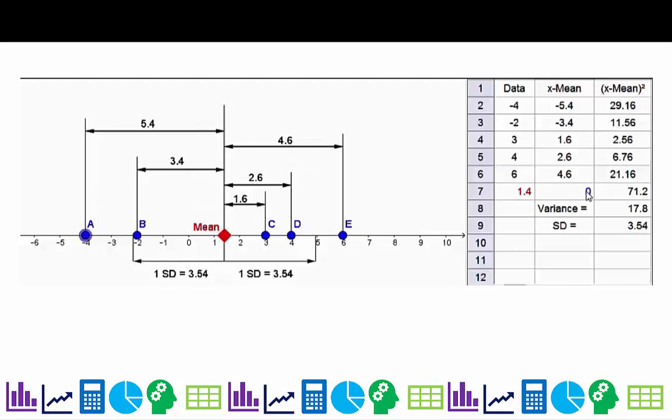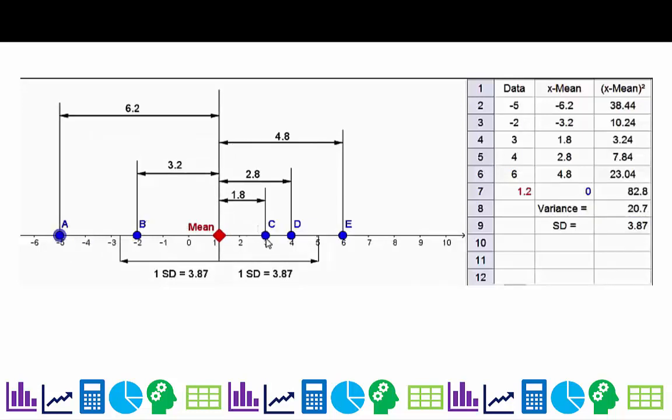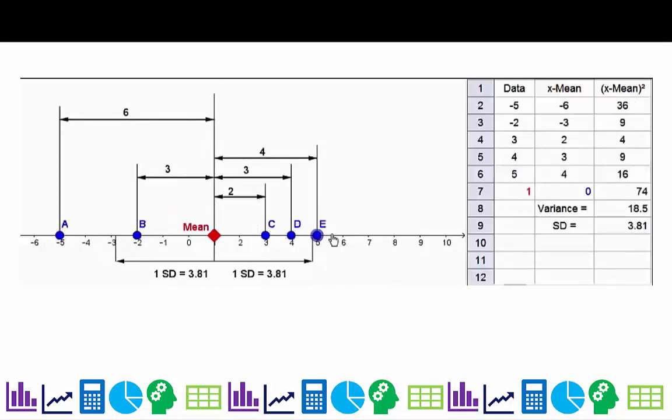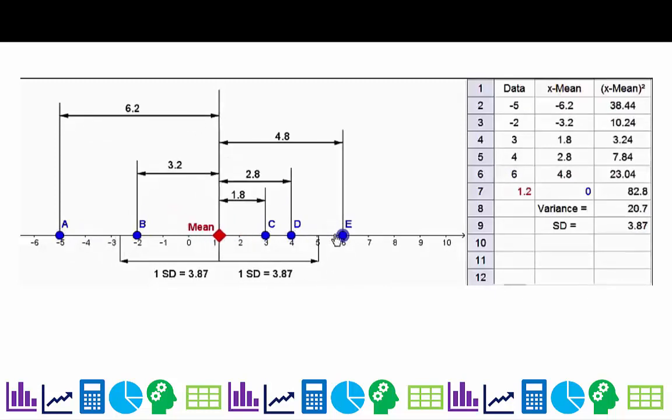I can't really use the total deviation because that's 0, and 0 is not going to tell me a lot about the spread. If I move the point, it's still 0. Even if I bring these over this way, it never changes from 0. So I don't want to use just the deviation. How could I make this not add up to 0? I could square them.